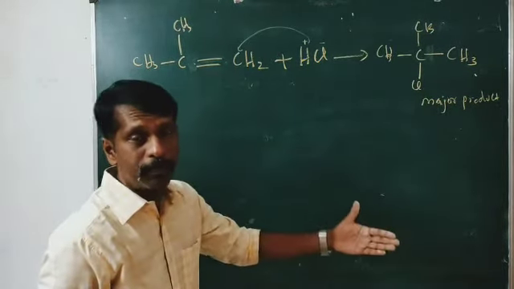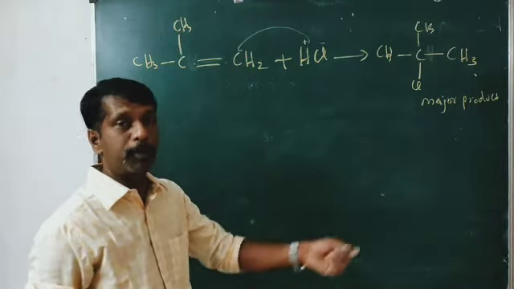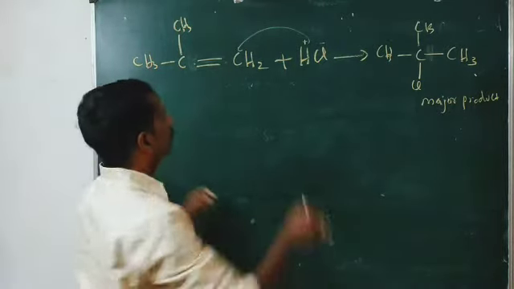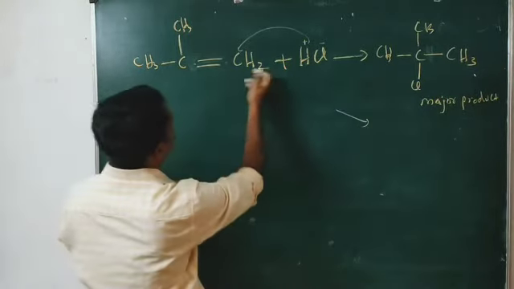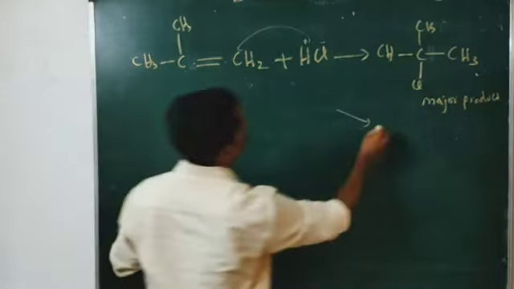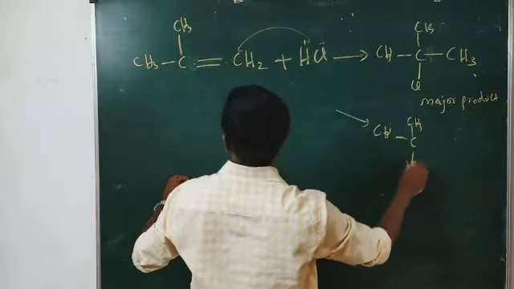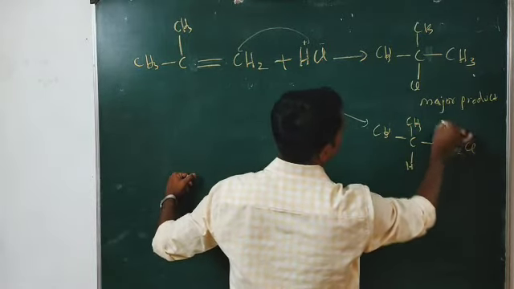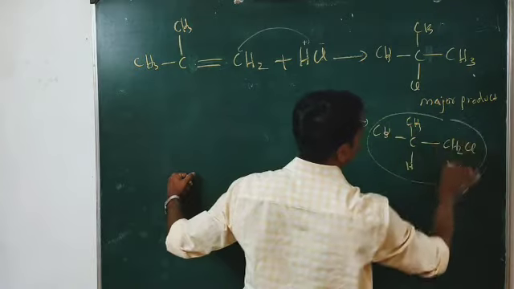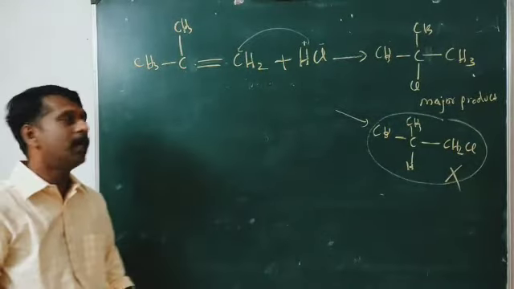In the previous case we said that there is a possibility of forming a minor product also. What do you mean by minor product? The H can come to this carbon, so here it will become H, and here it will become CH2Cl. But in this case you can see that there is no possibility of forming this minor product.